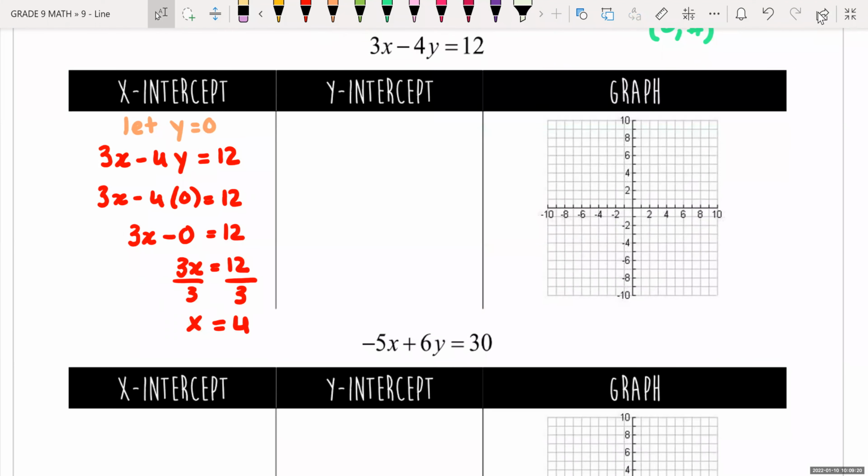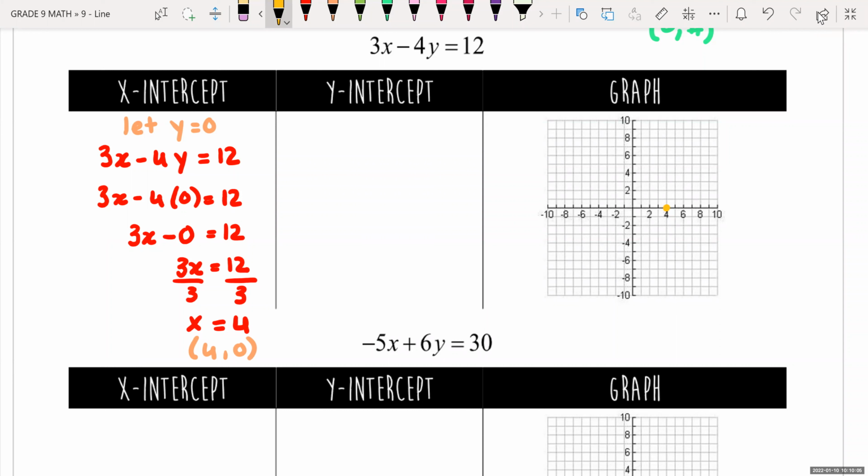What exactly does this mean? This means our point is going to be at (4, 0). So if we were going to graph this, we would put a point at (4, 0) right over there. That is where our line is going through the x-axis. That is our x-intercept.